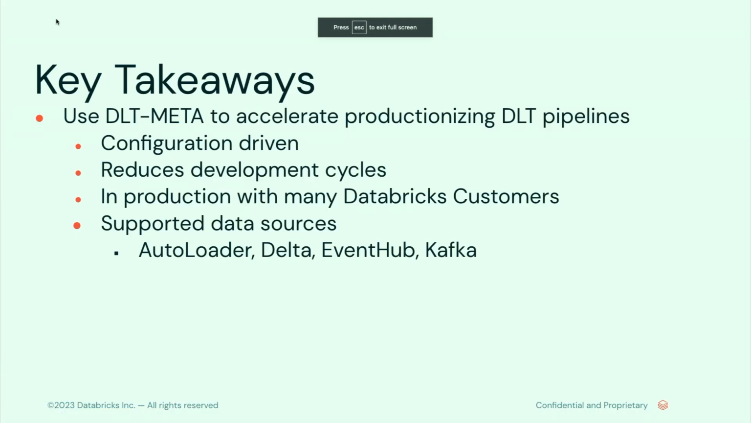So in case you have not followed a few of the steps, I just want to summarize quickly that you can use metaprogramming to productionize it. You can use this framework, which is under Databricks Labs, or you can build your own following those principles. Why should you use this metaprogramming framework? Because it's configuration driven. It reduces your development cycle. You have seen we added product and stores in no time. It is in production with many Databricks customers right now, this DLT meta. As of now, we support Autoloader, Delta, Event Hub, and Kafka as an input source.